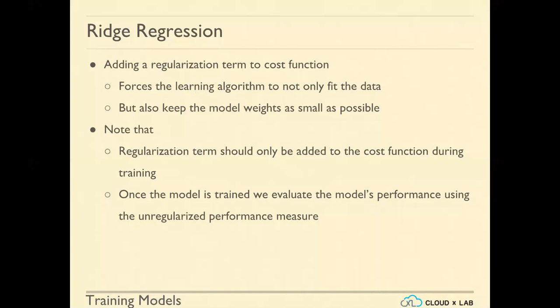Keep in mind that this regularization term is only used in the cost function during the training, not during the validation. Once the model is trained, we evaluate the model's performance using the unregularized performance measure. So this is only used in training, where we are computing the weights. Once the weights are computed, we do not use the regularization term.